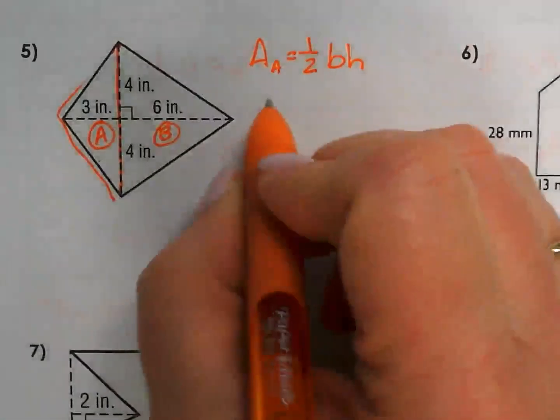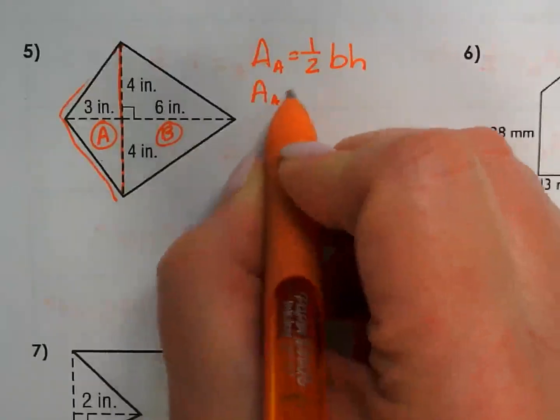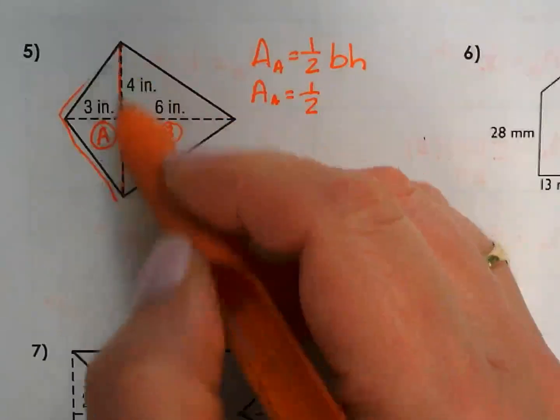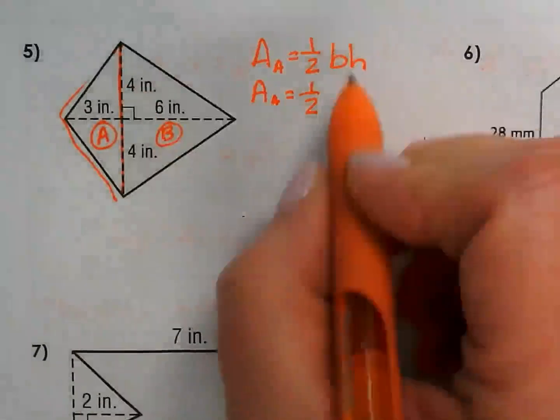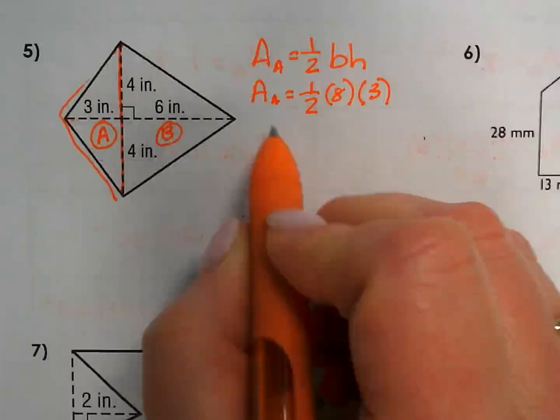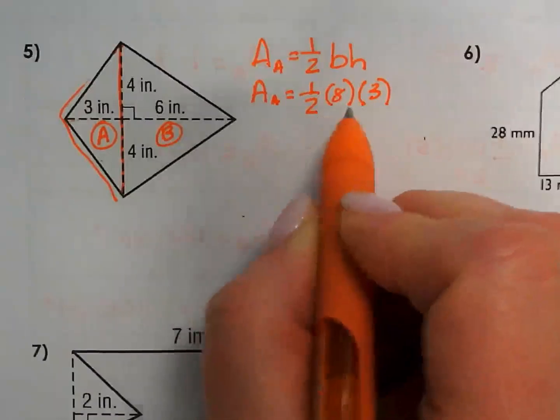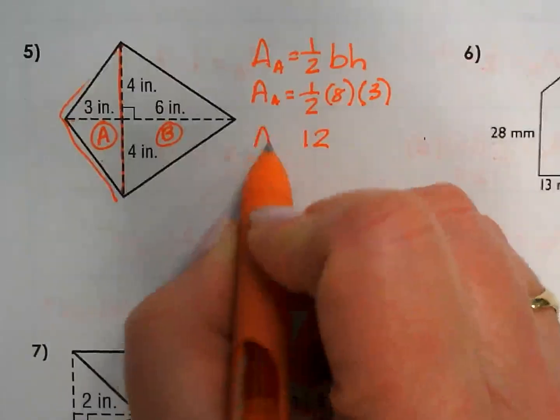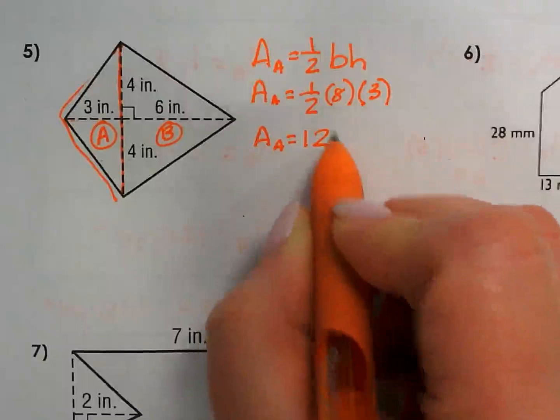And in A, we're going to take half the base. Well, the base is this 4 plus this 4, making it 8, times the height, which is 3. So what's half of 8? That's 4, and 4 times 3 is 12. So the area of A equals 12 inches squared.